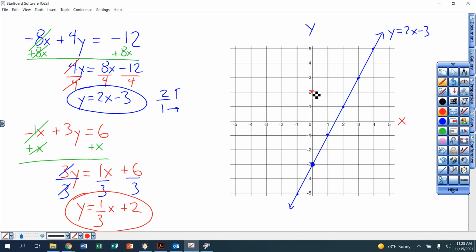Second word is whale, whale. Positive 2 is where I start. 1 over 3 is my rise and run from that red point. So from 2, right 3, up 1. Right 3, up 1. Down 1, left 3. Or left 3, down 1. Same slope, same line. Draw it.